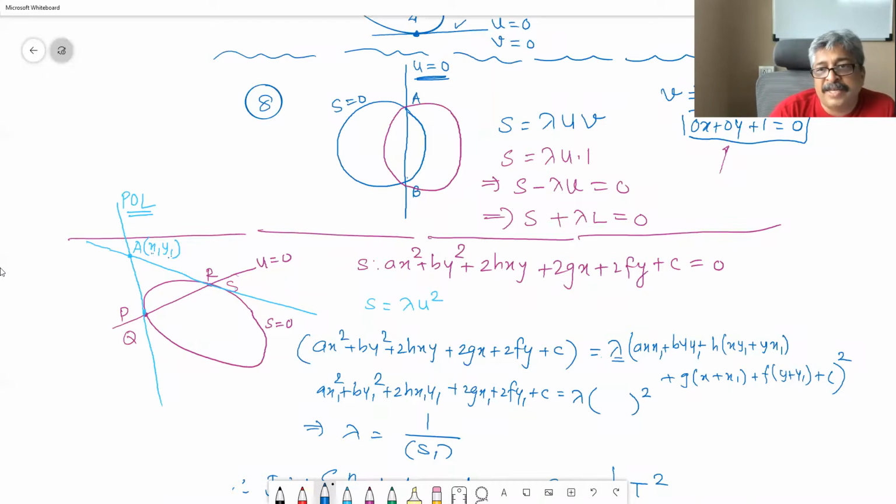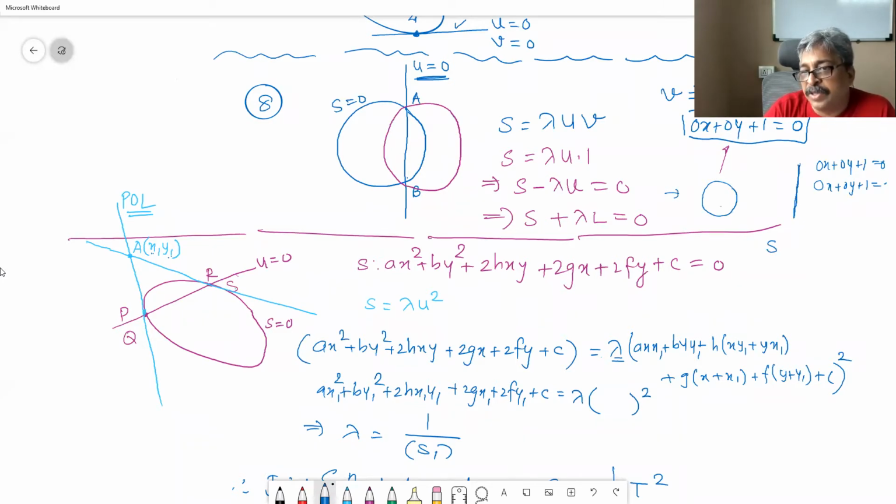The case of this is, suppose you have been given a circle, and both your lines are at infinity and they are coincident. That means 0x plus 0y plus 1 is equal to 0 is one line, and 0x plus 0y plus 1 is another line. Therefore, what will be our equation in that case? S, your given circle, is equal to lambda into 1 square. So S is equal to lambda is your family of new circles, which will pass through the points of intersection of the line at infinity, coincident two times, and the given circle S.